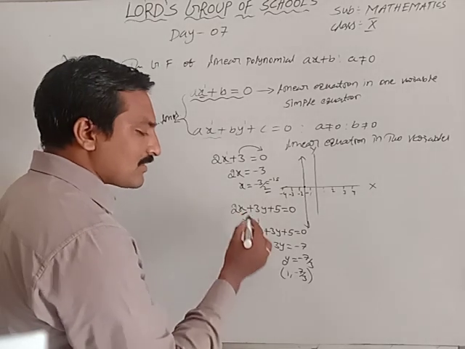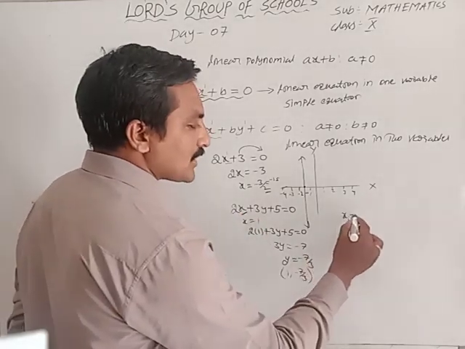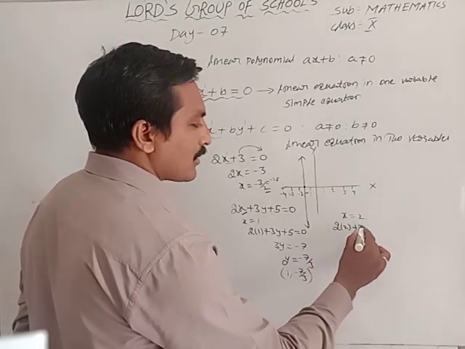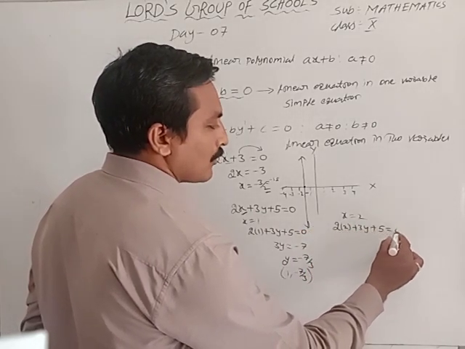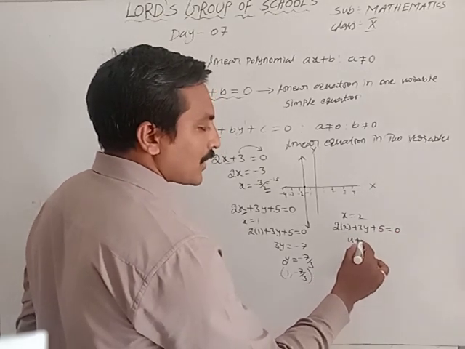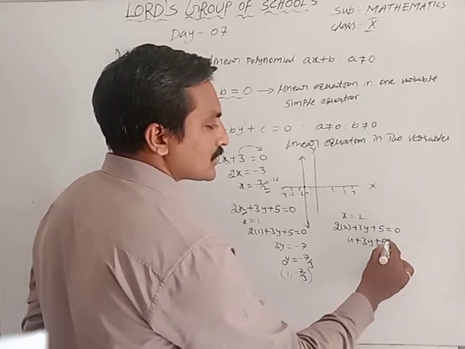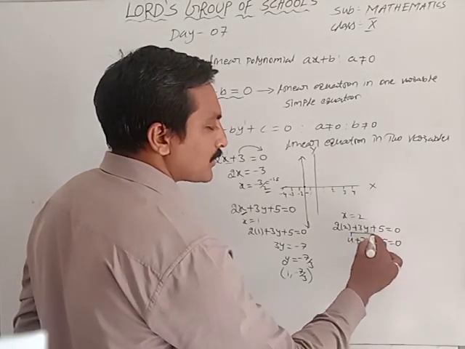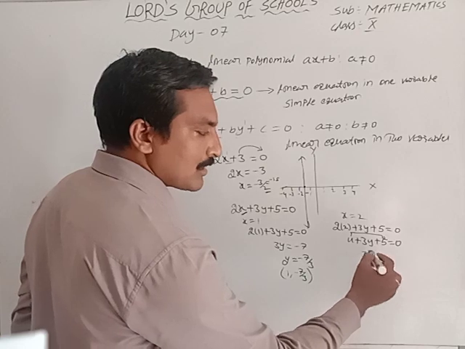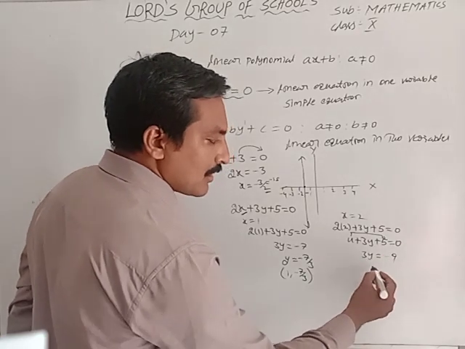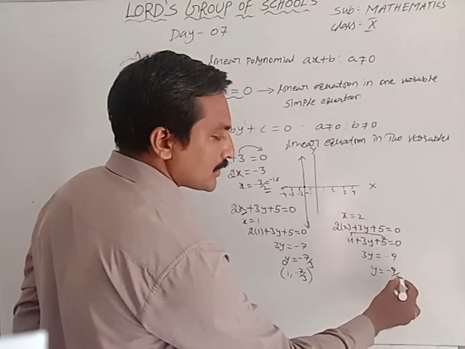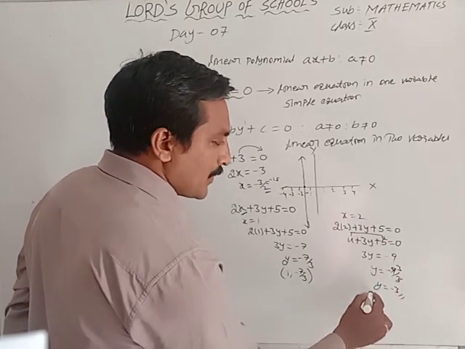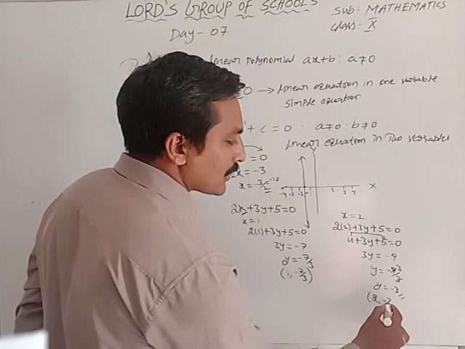Next, take x is equal to 2. Substitute: 2 into 2 plus 3y plus 5 is equal to 0. 2 twos are 4, plus 3y plus 5 is equal to 0. Now 3y is equal to minus 4 minus 5, which is minus 9. So y is equal to minus 9 by 3, and y is equal to minus 3. So when x is 2, y is minus 3.